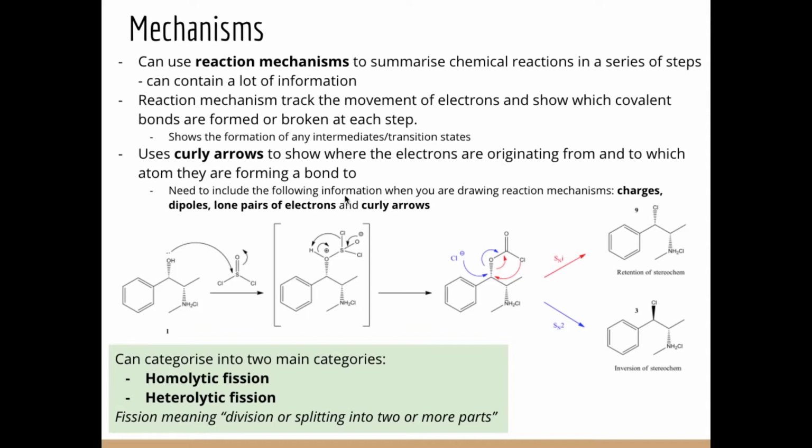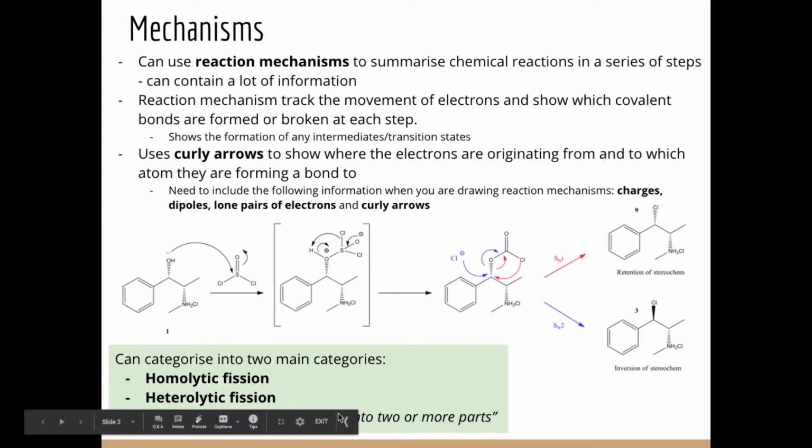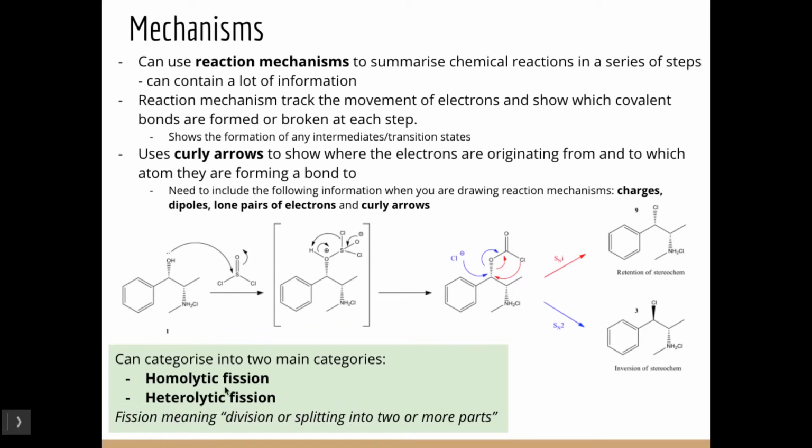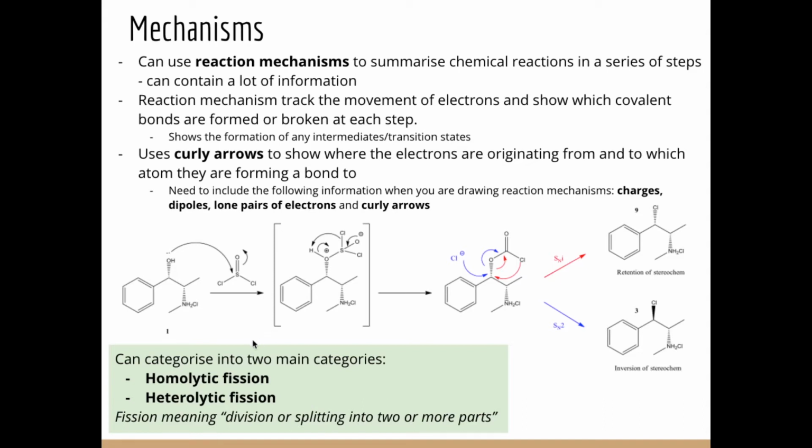So like we do, let's start nice and simply. Let's look at the two main types of organic reactions that we have: something called homolytic fission and something called heterolytic fission, where fission means division or splitting into two or more parts. So it's all to do with the breaking of the bonds, the breaking of the covalent bonds more specifically between our non-metal atoms.